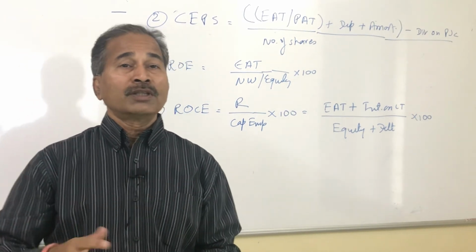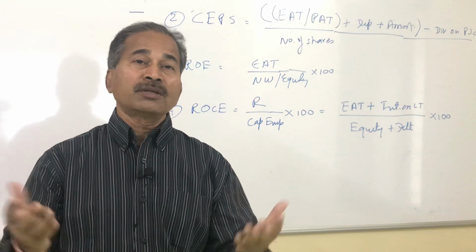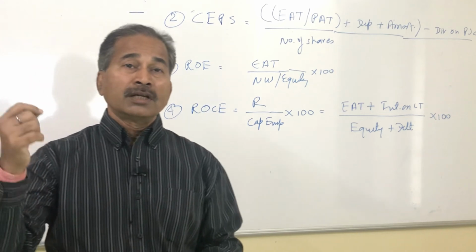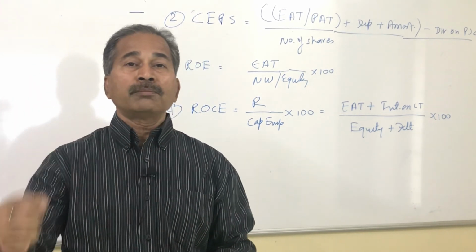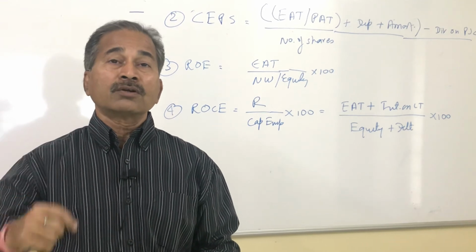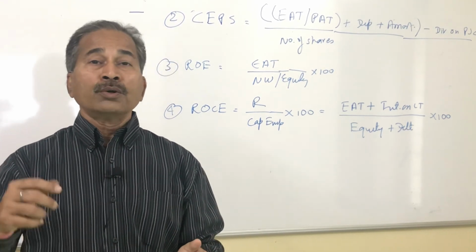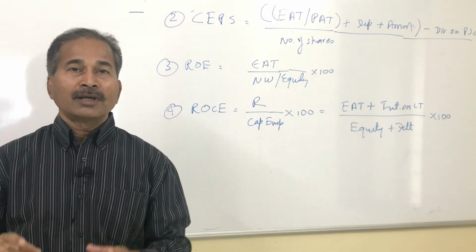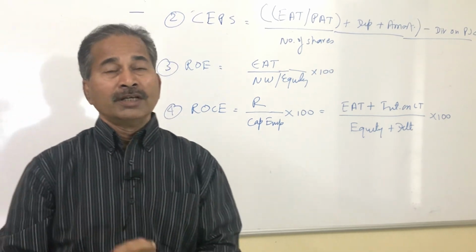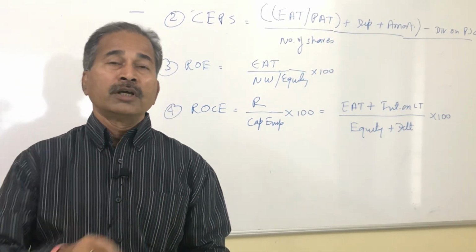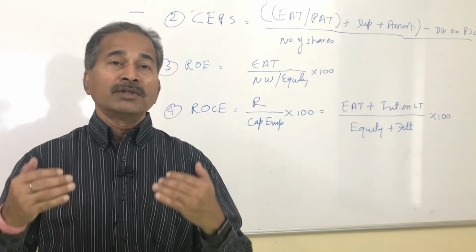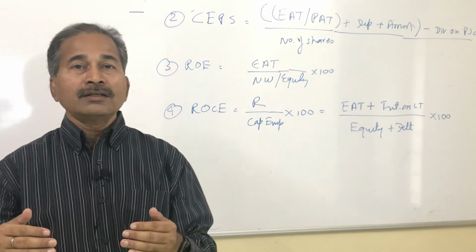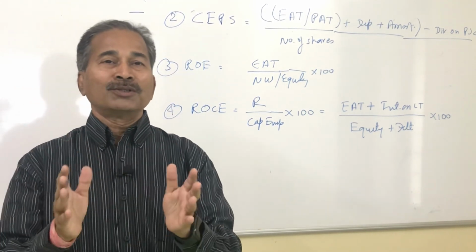How do you figure out whether it is a good number or a bad number? Once again, please remember, compare your return on capital employed with four numbers. Which are the four numbers? Number one, your budgeted return on capital employed; number two, your return on capital employed of the last year; number three, the return on capital employed of your competitors; or number four, return on capital employed norms as per your industry. When you compare your return on capital employed with any of these four numbers, it will give you an idea as to how your business is providing return to the people who have given capital to your business.